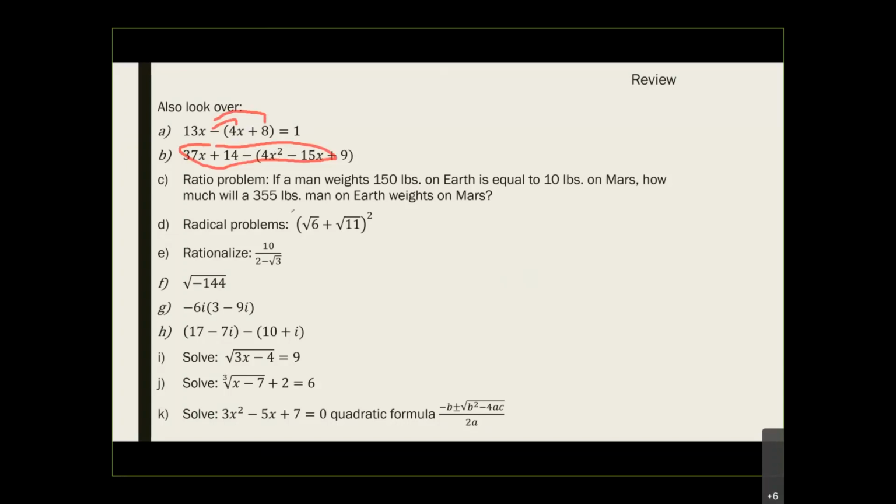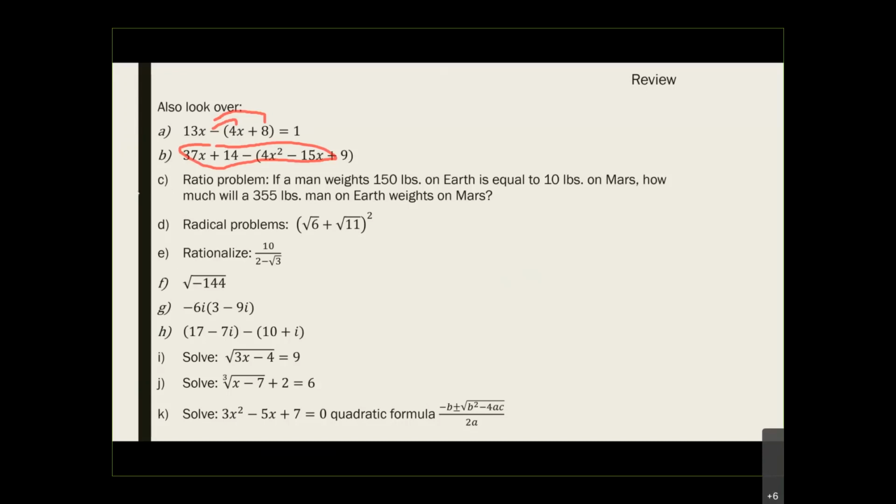And again, from here on, from D all the way to K, is what we did last week. So it should still be fresh with you guys. Hopefully it's still fresh. You guys can practice those.